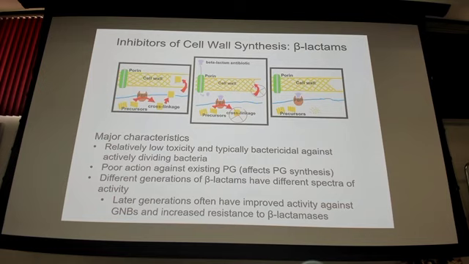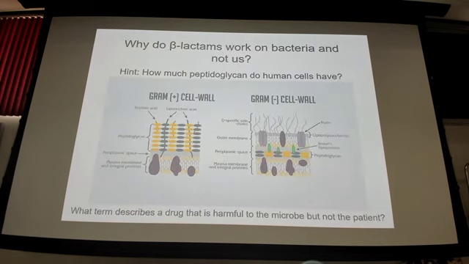We like using these because they have low toxicity. We don't have any peptidoglycan in our eukaryotic cells, so they're usually pretty safe to use. We pointed out that they're more effective against actively dividing bacteria that are producing a lot of peptidoglycan. And they don't work very well against existing peptidoglycan. So this cell is just kind of underscoring the point that we do not have that peptidoglycan layer in our cells.